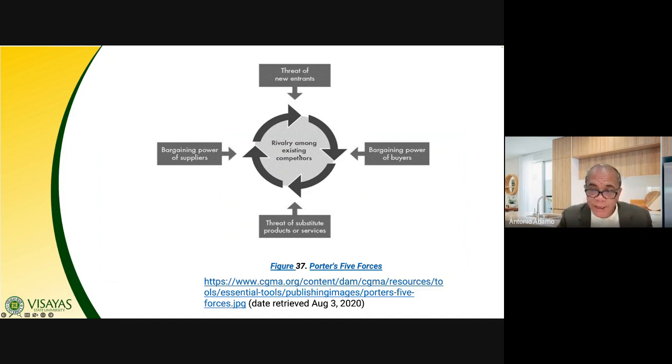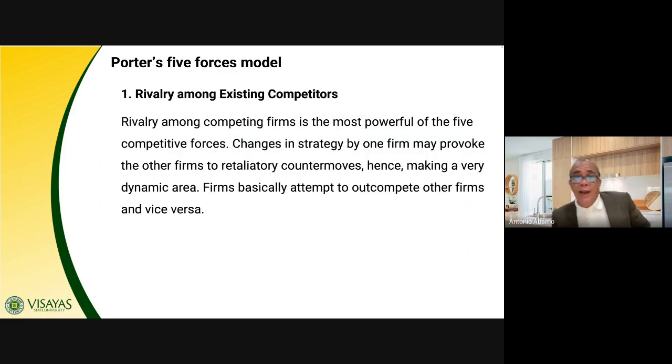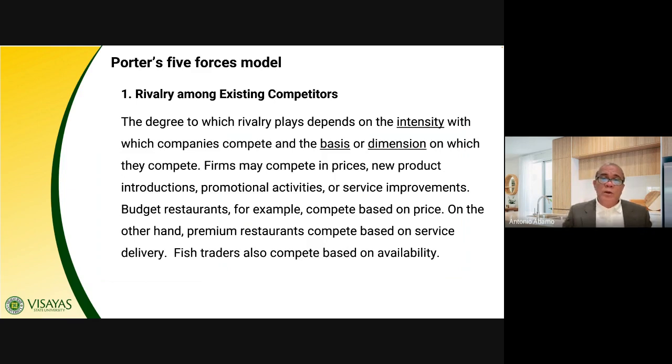What are the dynamics in the market in terms of rivalry? First is the rivalry among competitors. We know already, rivalry basically means attempts to outcompete the other firms. Meaning, what are the competitive forces operating, who is winning and who is losing, and why? We have to describe the dynamics of competition, how they compete, and the basis or dimensions of competition.